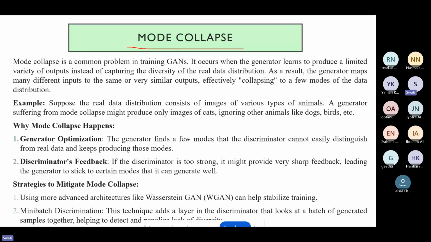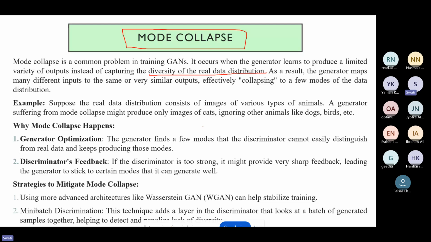Now, one more common problem in GANs is mode collapse. This happens when the generator learns to produce a limited variety of outputs instead of capturing the diversity of the real data distribution. Suppose you have many images of animals, like cats, dogs, birds. The generator finds that when it is giving the images of cats, suppose the discriminator is not able to distinguish between real and fake.